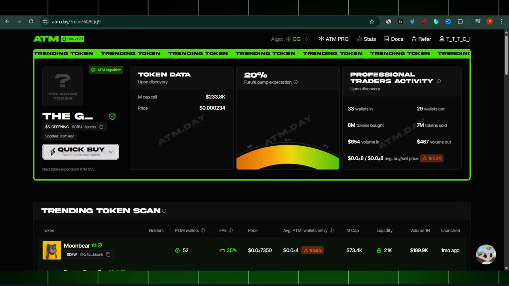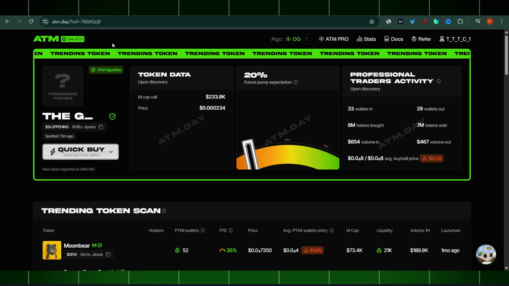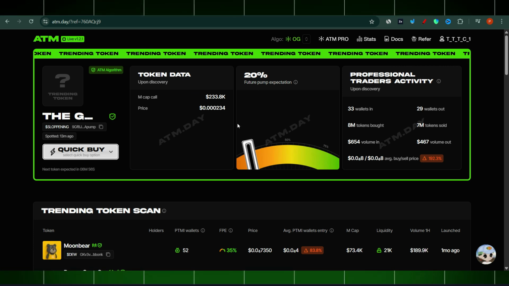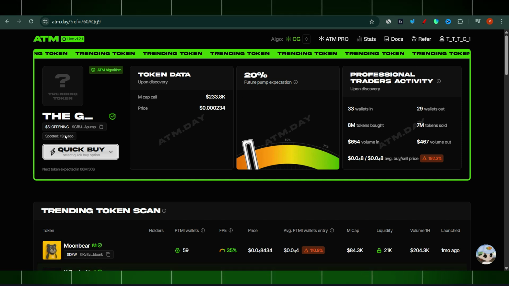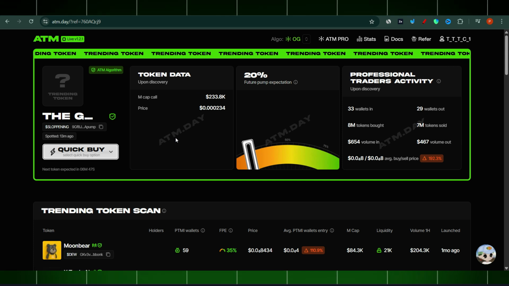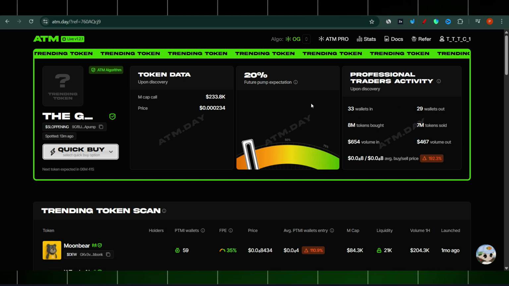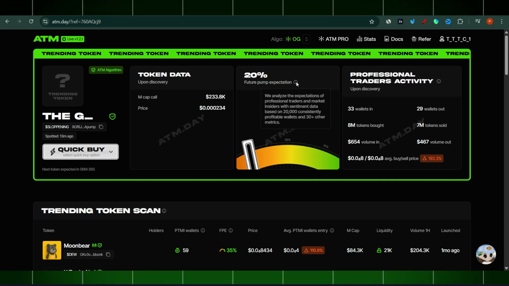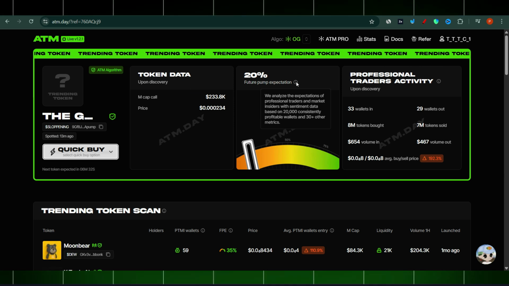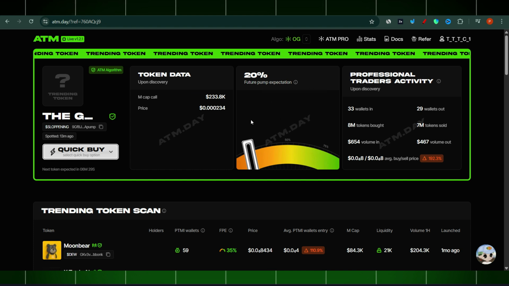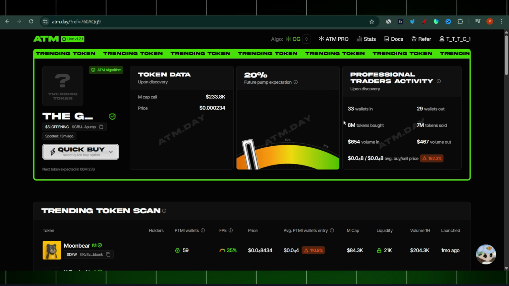So let's jump inside the ATM.pay. Looking at this, this tool is quite amazing, because it gives you the information right away on what you can expect. For example, this coin was introduced about 30 minutes ago. We're going to click it and investigate this one, and they have a future pump expectation of 20%. That's based on about 20,000 consistently profitable wallets which they are tracking, plus about 30 other metrics, and based on that they make a decision on the percentage chance that this one might go up.